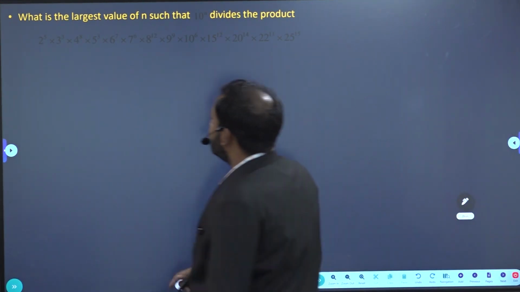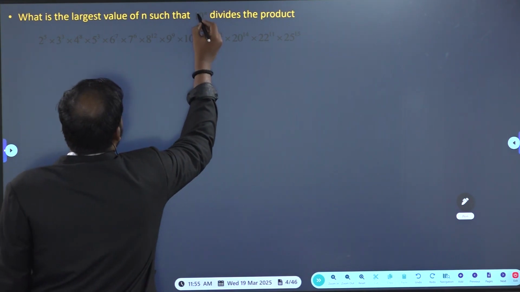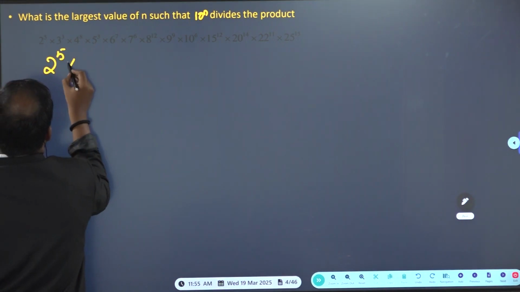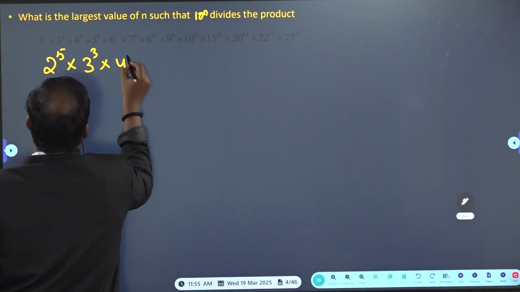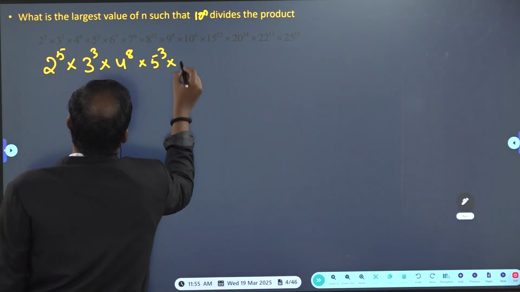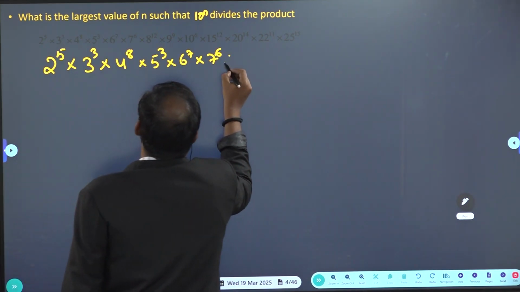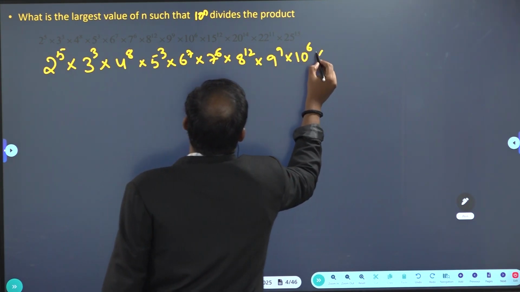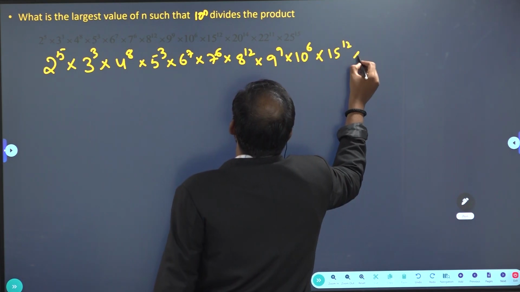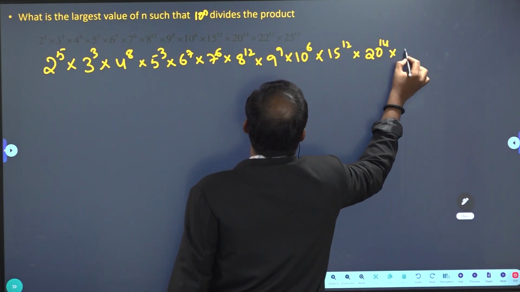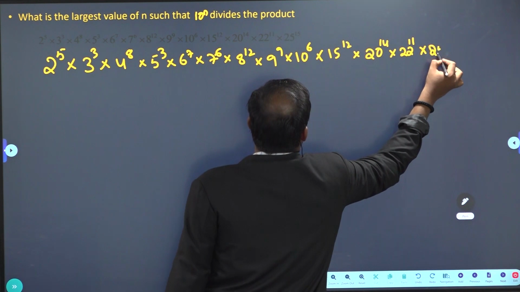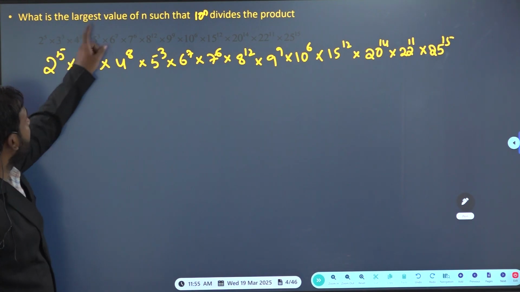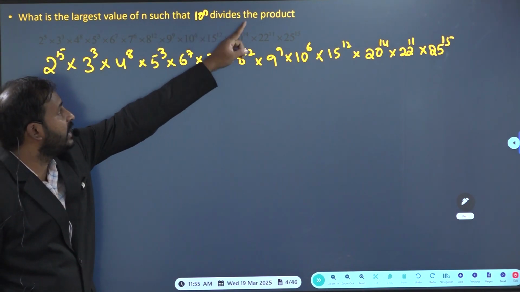Now see here, what is the largest value of n such that 10 power n divides the product 2 power 5 into 3 cube into 4 power 8 into 5 cube into 6 power 7 into 7 power 6 into 8 power 12 into 9 power 9 into 10 to the power of 6 into 15 to the power of 12 into 20 power 14 into 22 power 11 into 25 power 15. Okay, this is the question. What is the largest value of n such that 10 power n divides the product?